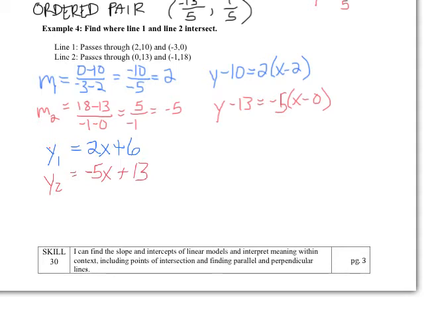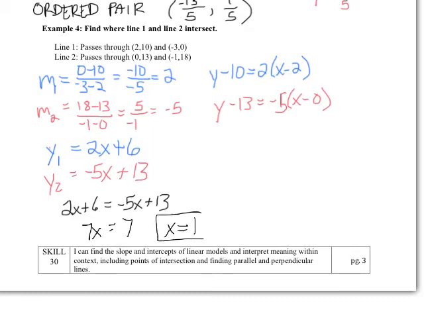So we have our two equations, and to find where they intersect, we set them equal to each other. 2x plus 6 is equal to -5x plus 13. We add 5x to both sides and we get 7x. We subtract 6 from both sides and we get 7, and this gives us a value of x equals 1.